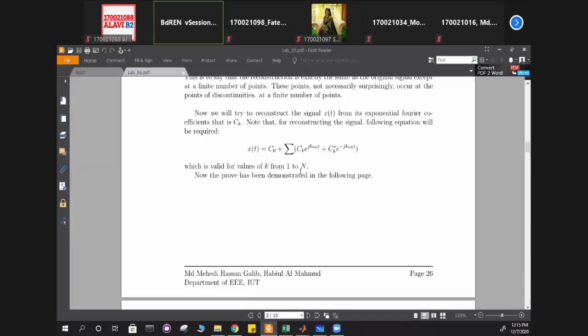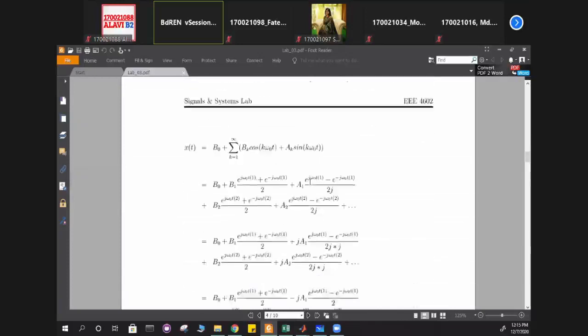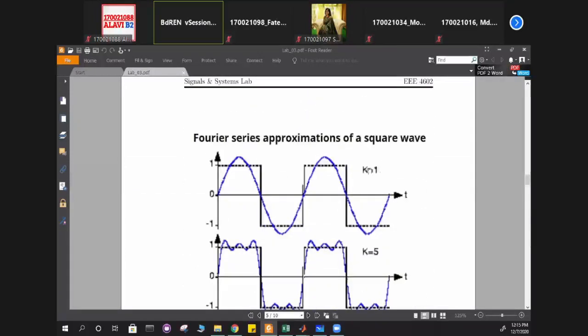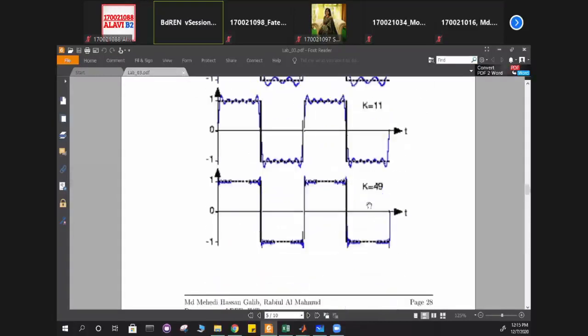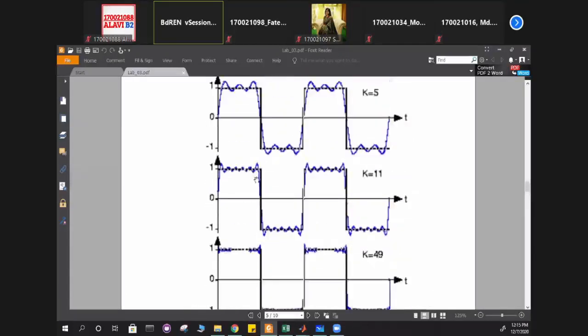In the equation the sum is from 1 to infinity, but we cannot define infinity, isn't it? So we need to give a number to that infinity, which is given here, n. We can vary from 1 to a particular number, up to which we can see that it has been reconstructed. For k equal to 1, the black one is your original signal and the blue one is your reconstructed one. Using k equal to 1, it is just a sinusoid. Then k equal to 5, you get this one. If we increase up to k equal to 49, you can see it is almost the same as the original signal. Is it clear? Yes, sir.